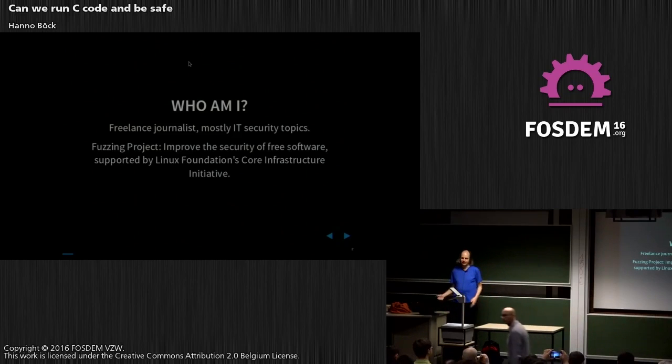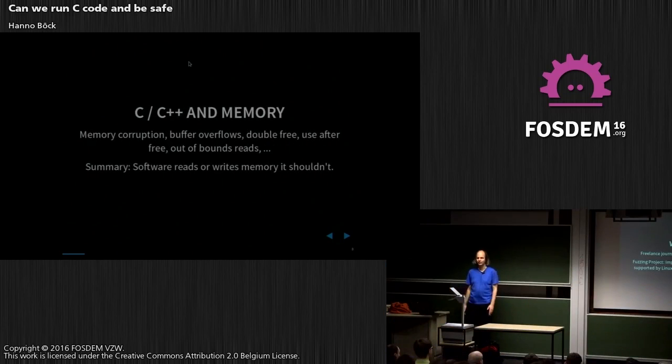And the other thing I do is that I run the fuzzing project, which is an effort I started around 1.5 years ago, where I found out that there's a lot of free software out there that if you run a fuzzing tool on it, you can easily find bugs and security vulnerabilities. I want to clean that up and find ways to make free software more secure. And this effort is now supported by the Linux Foundation's Core Infrastructure Initiative, so I'm getting paid for doing this.